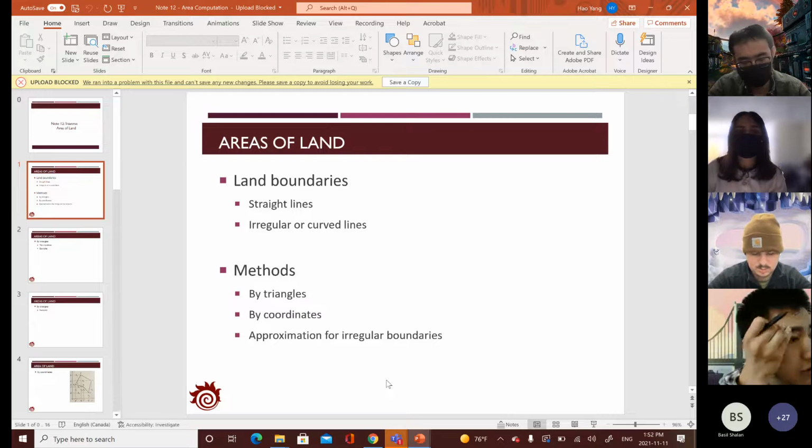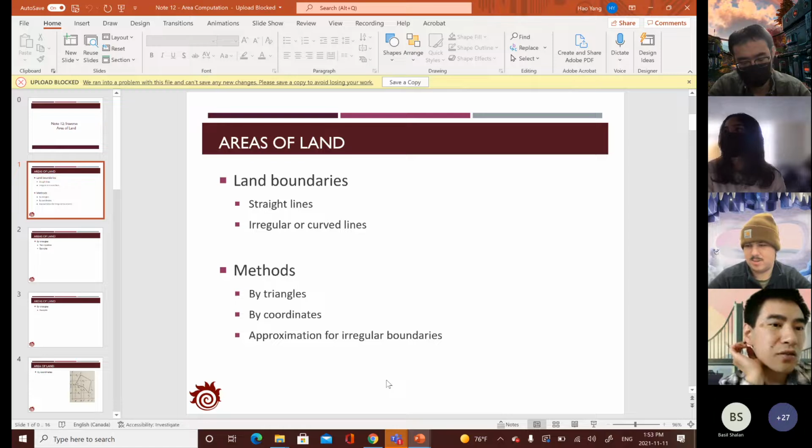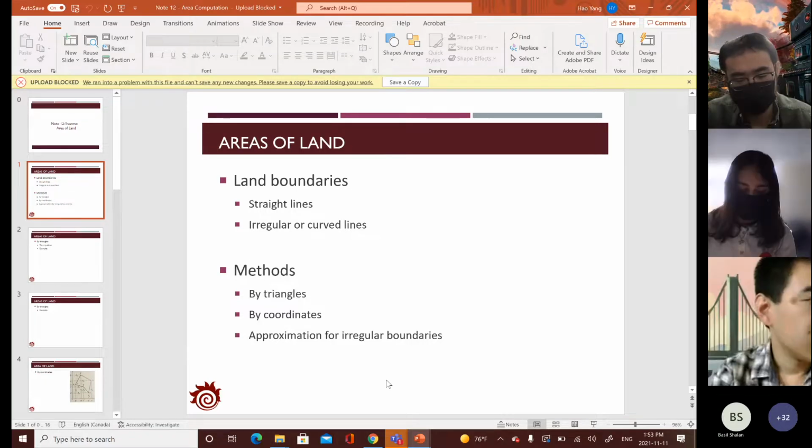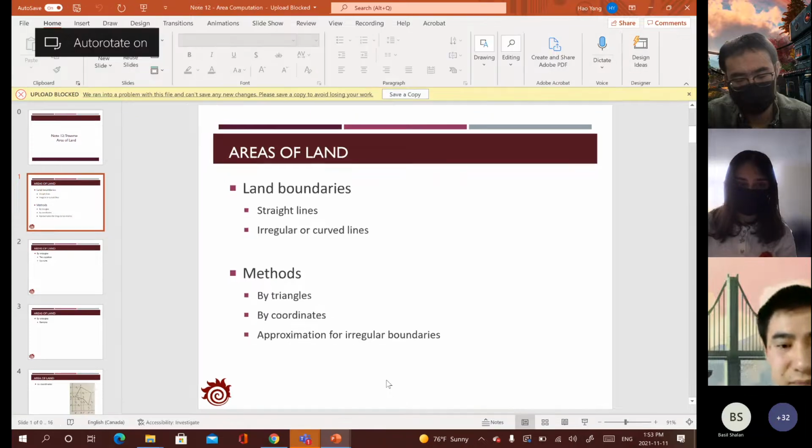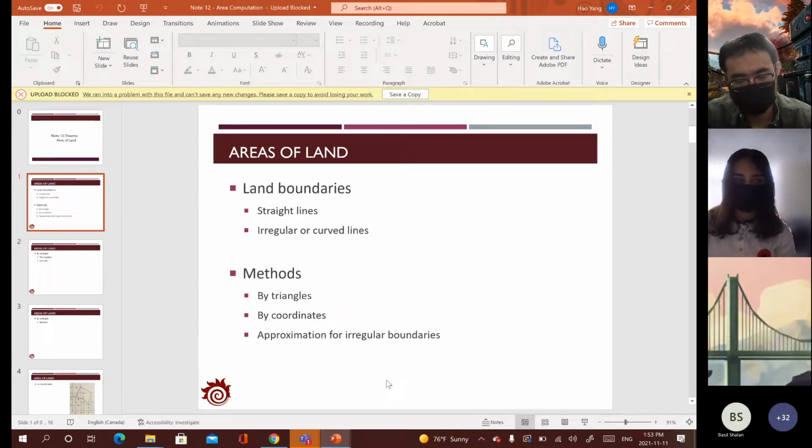I see the questions in Teams. Actually, all the topics covered in the lecture today will also be included in the midterm, including the traverse computation and the computation for the areas. Okay. So I will just continue the lecture today.